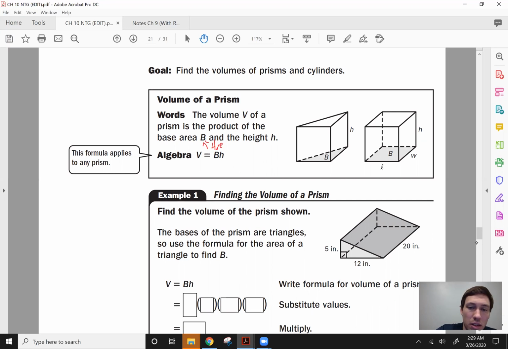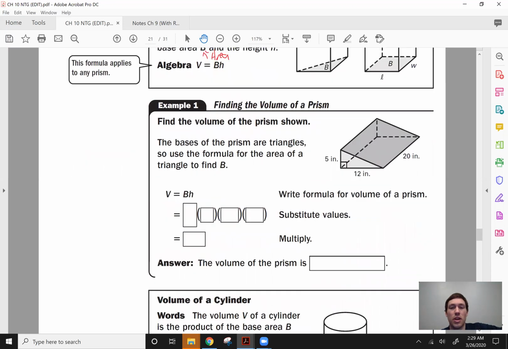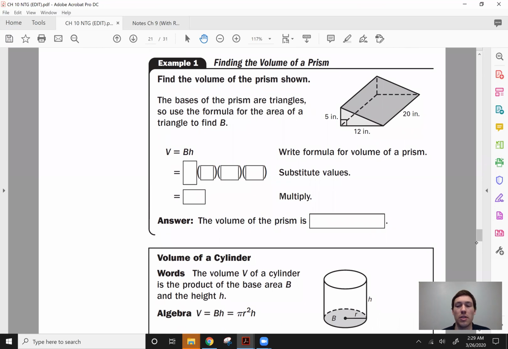So yeah, again, this is area. So to find the volume of a prism, we need to find the area of the base first. Remember, prisms have two bases. So we find the area of one base, and then multiply by the height. Then we have volume. So area of a triangle, remember, is 1/2 base times height.